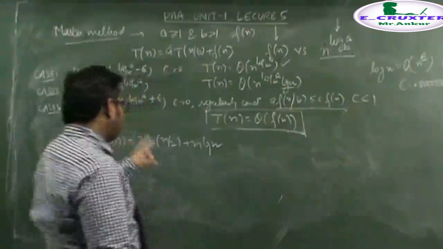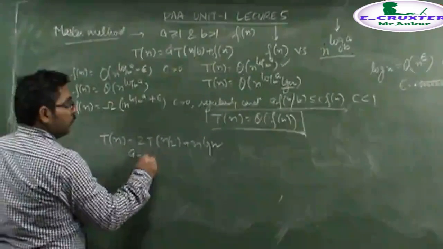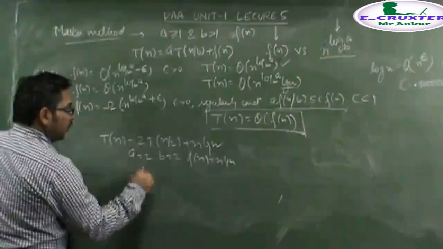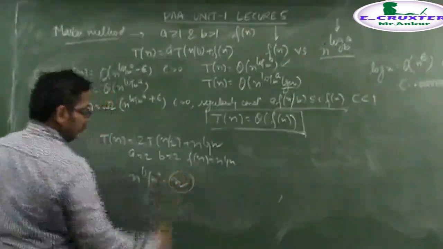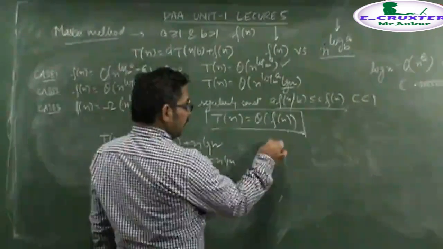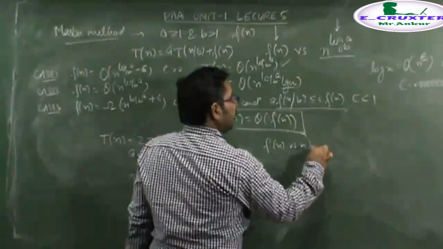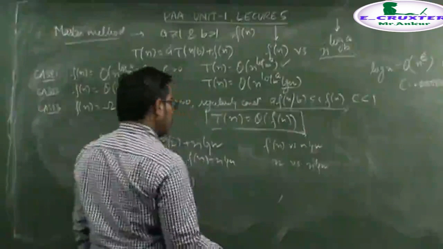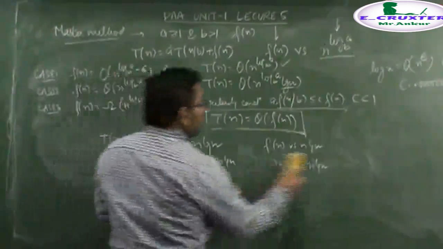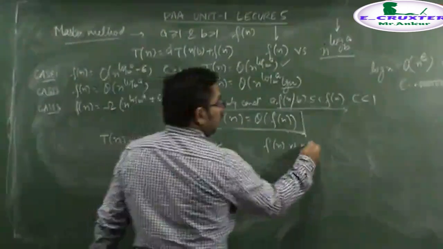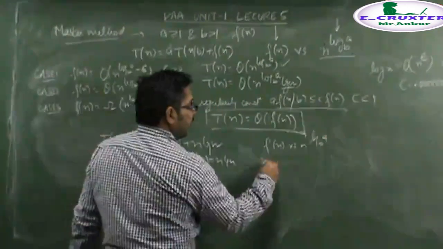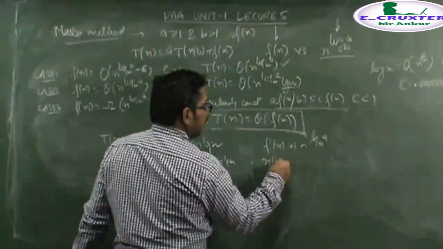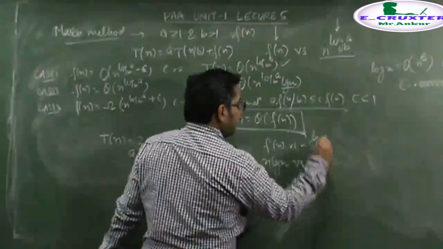Okay. So when we solve this question, the value of a is 2, b is 2, and f of n is n log n. Calculating n raised to power log base b of a, it will be n. Compare f of n versus n raised to power log base b of a. f of n is n log n versus n.